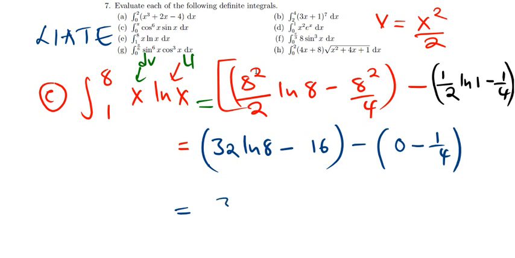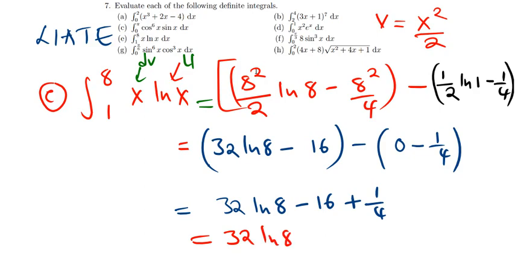So you remain with 32 natural log of 8 minus 16 plus 1 over 4. So just remain with 32 natural log of 8, negative 16 multiplied by 4, that's going to be negative 64 plus 1, negative 63 over 4. Yeah, that's enough to remain with. Of course, if you want, you can just do away with natural log of 8 to the power 3, but this is okay for me.